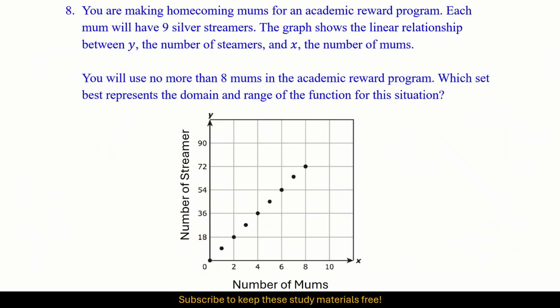Number 8, you are making homecoming mums for an academic reward system. Each mum will have 9 silver streamers. The graph shows a linear relationship between y, the number of streamers, and x, the number of mums. You will use no more than 8 mums in the academic reward program. Which set best represents the domain and range of the function for this situation?